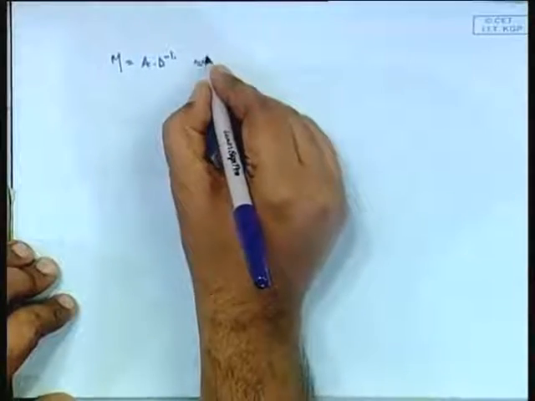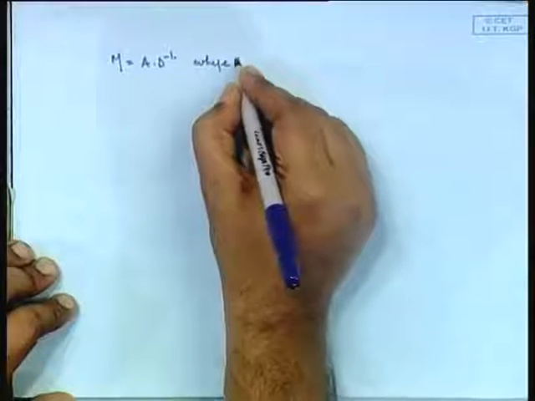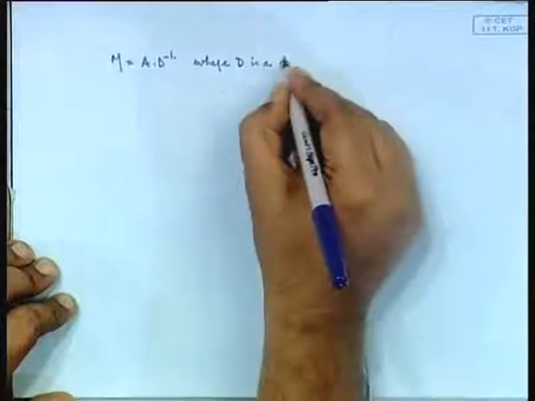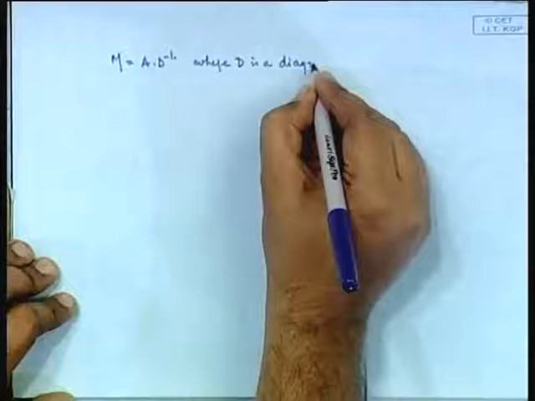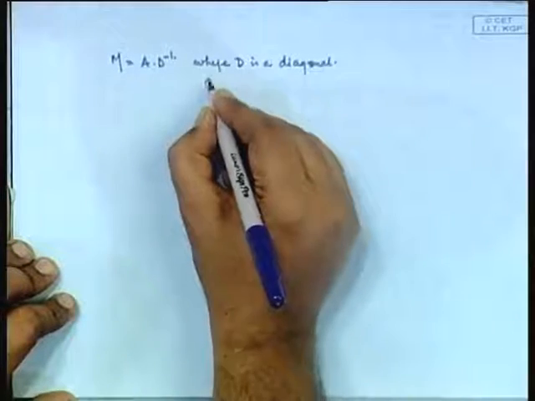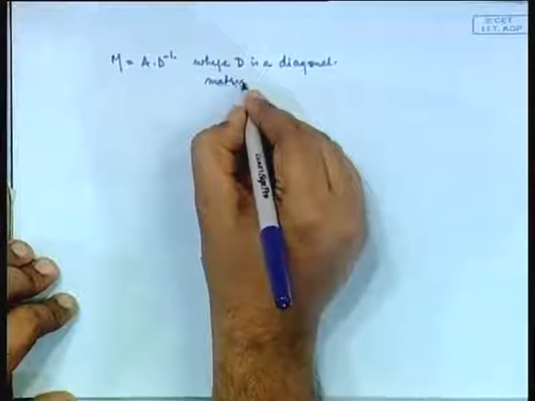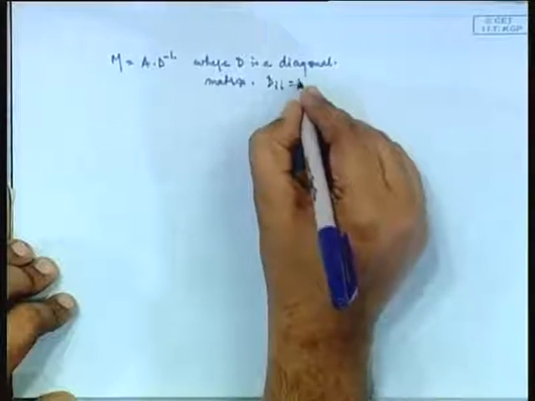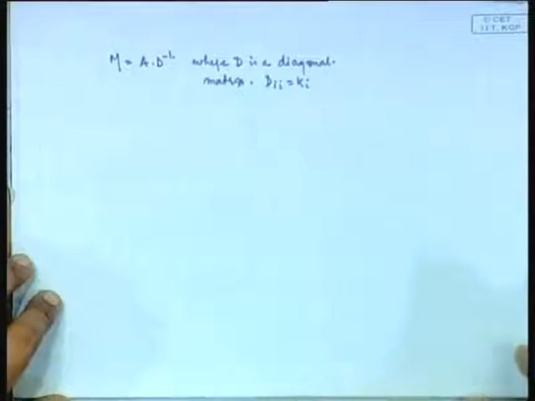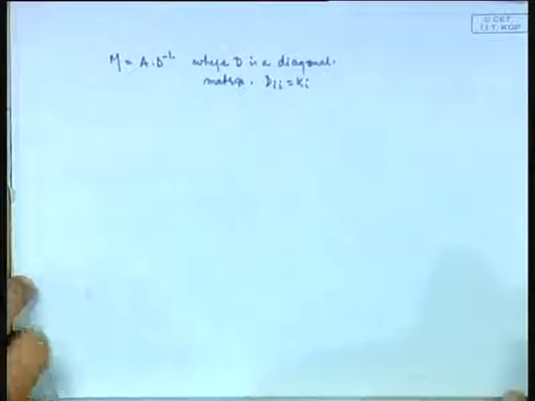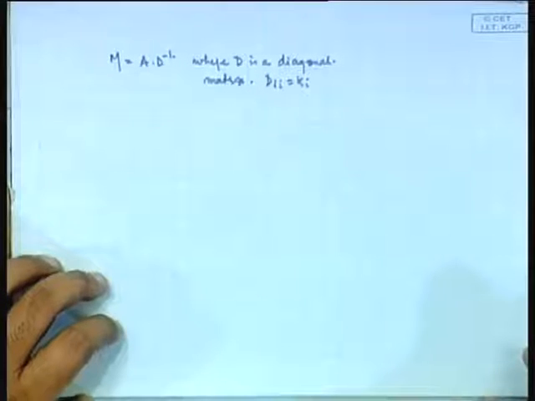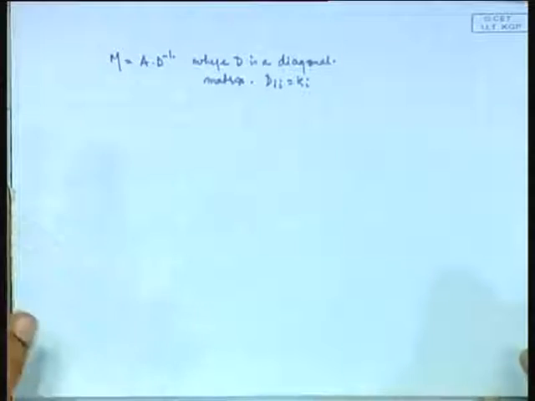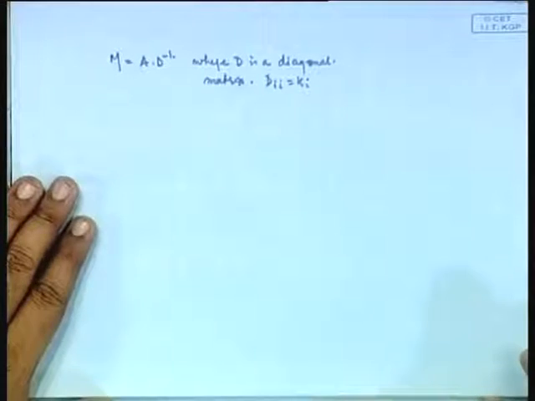where D is a diagonal matrix, Dii is equal to ki. No problem. So, the same thing I am writing in a diagonal matrix.